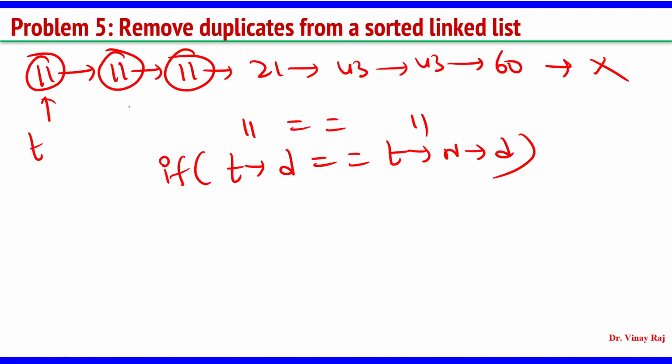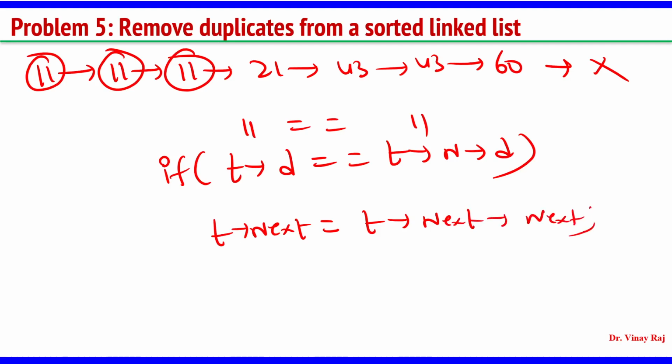Make your t as this. Right. So we have to, no, we are not moving this. We have to break this connection and update the t next. Update the t next equal to t next next. In this case, what I am doing here, this connection is gone. I am framing this connection. So this is gone now.